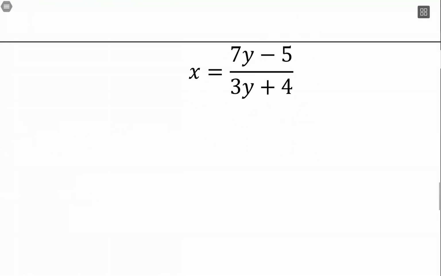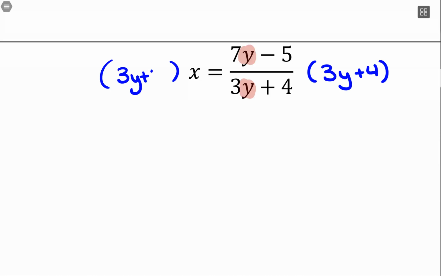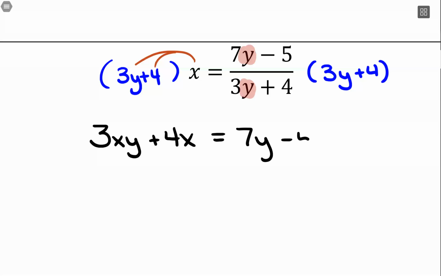All right, with this one, solving for y, we can see y coming up in 2 spots here. But what I want to start with is getting rid of that denominator. So my least common denominator would just be that 3y plus 4. I would multiply both sides of the equation by that 3y plus 4. So on the left-hand side over here, x is going to distribute in. So this will be 3xy plus 4x equals 7y minus 5.